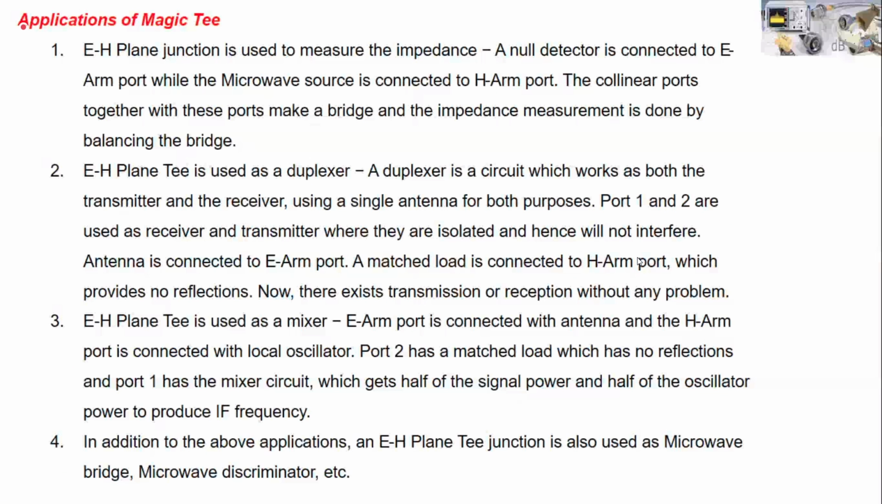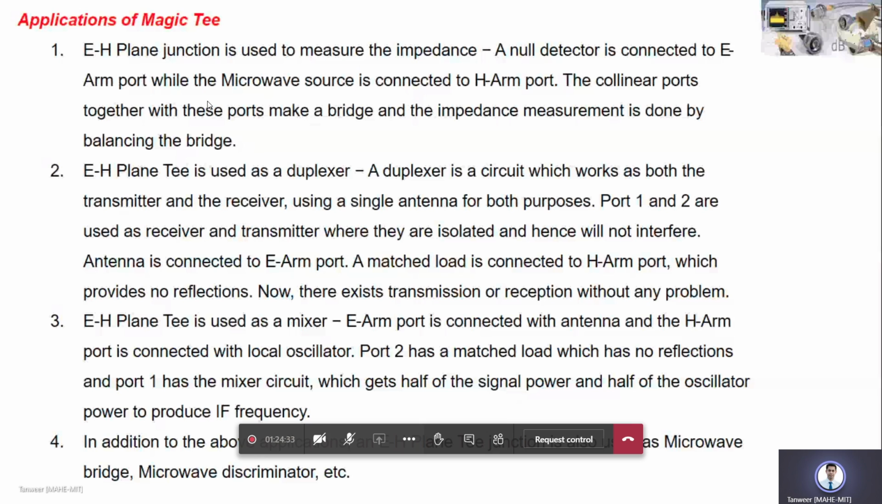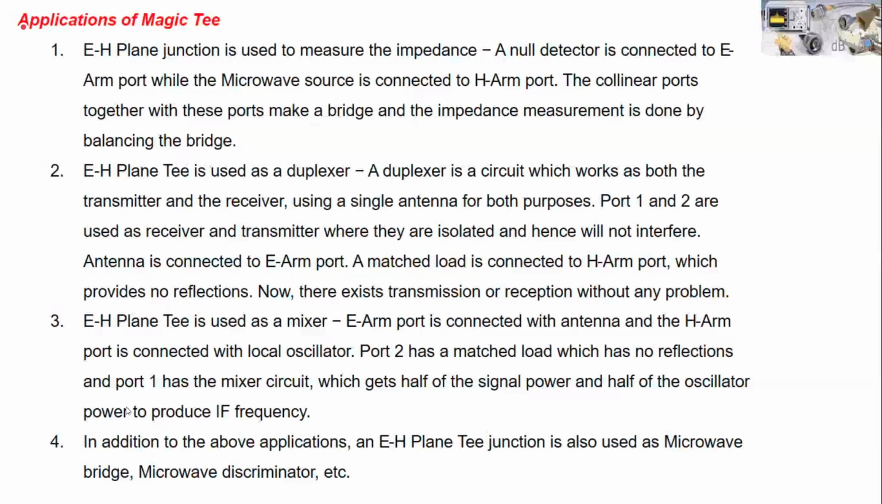So next are the applications of Magic T. Again, more or less theoretical. It is used in a null detector. Basically, what is important is impedance matching, measuring the impedance of a null detector. It is used in a duplexer.